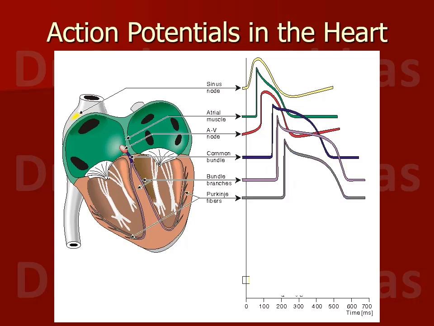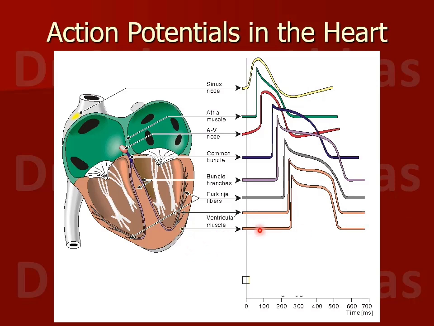Then you see the Purkinje fibers. This is the action potential produced in the Purkinje fibers. And finally you can see the ventricular muscle fibers, and this is another one from the ventricular muscle fibers. So from this you can see that the refractory periods and the entire shape of the action potential in different parts of the heart vary from tissue to tissue.